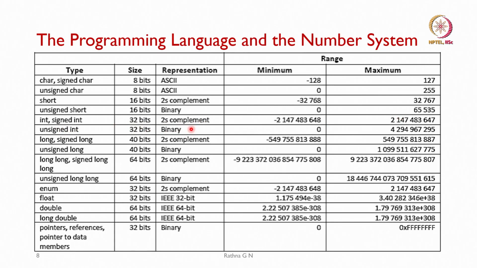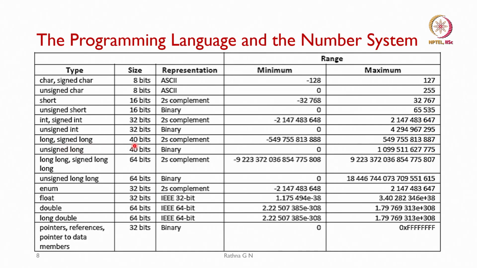The representation is going to be 2's complement, so the range that the board can take is so much for 32 bits. Coming to unsigned int, it can take 32 bits binary, from 0 to 2 power 32 minus 1, which is the value represented here. And then it even supports long and signed long.